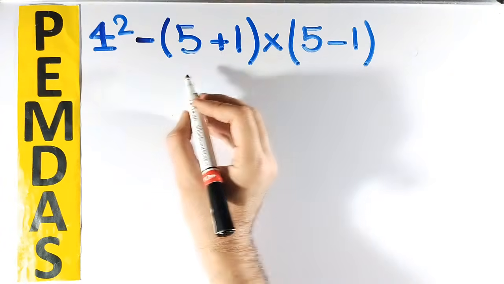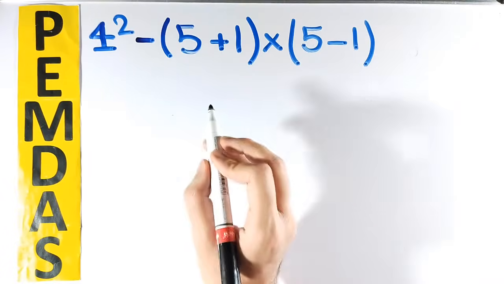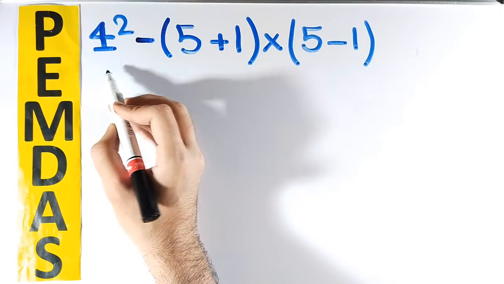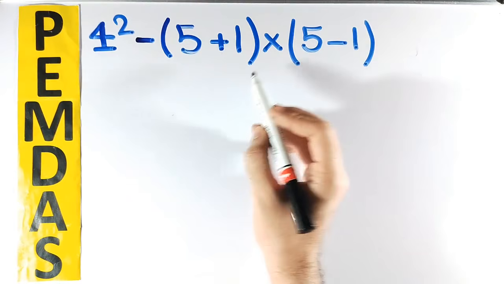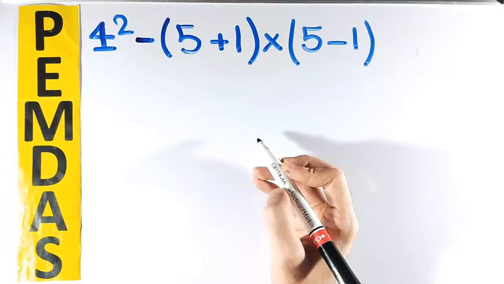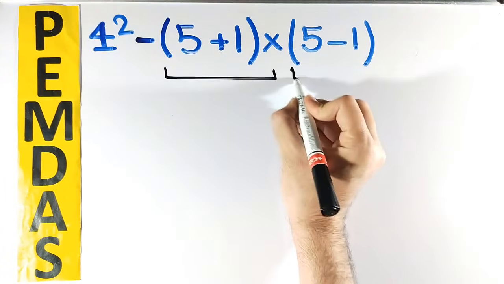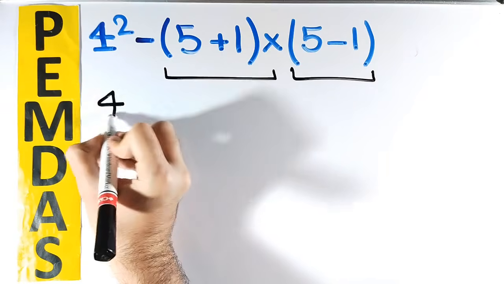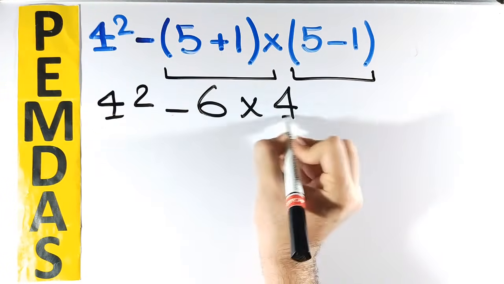To solve this question, we must follow a rule that is called PEMDAS. As you can see on the screen, in this expression, first we have an exponent, then a subtraction sign, followed by parentheses, then a multiplication, and finally another parenthesis. According to the PEMDAS rule, first we go for the expression inside the parenthesis, and instead of this expression, we can write 4 squared minus 6 multiplied by 4.